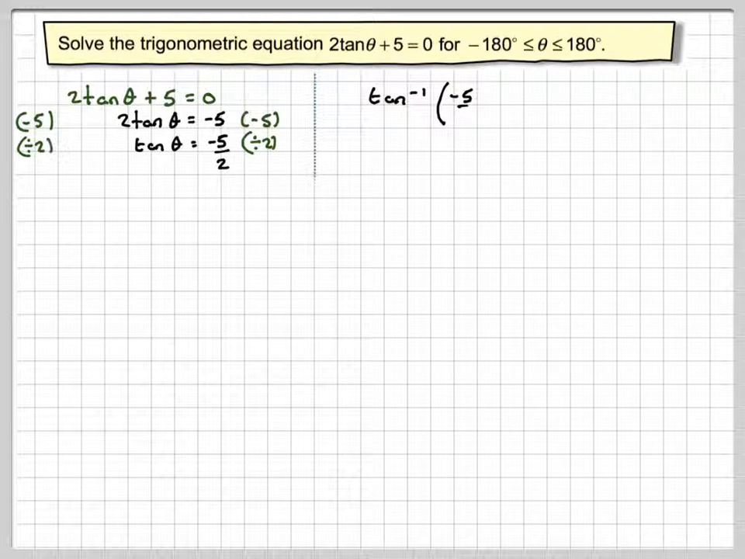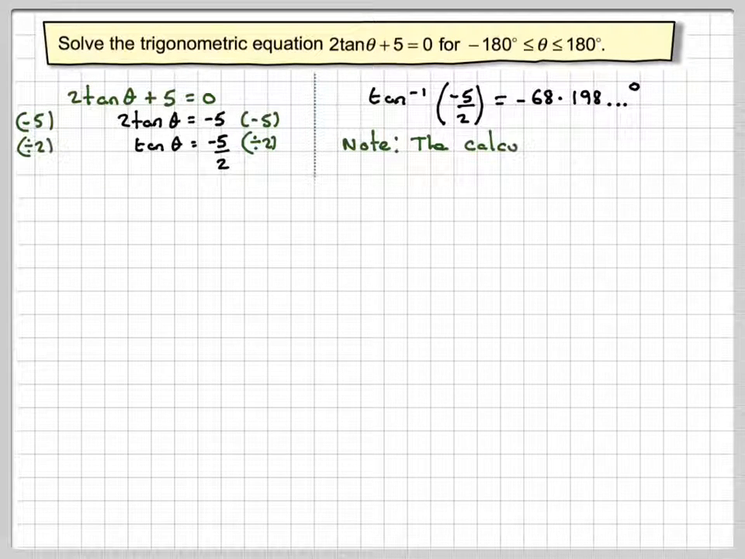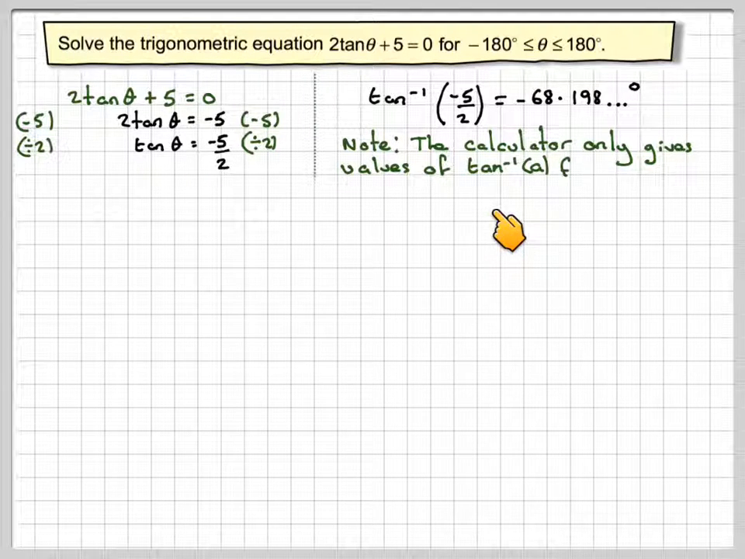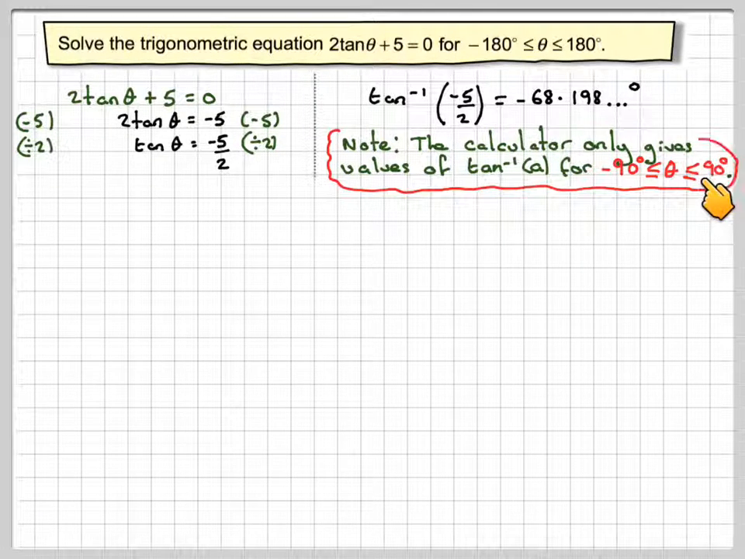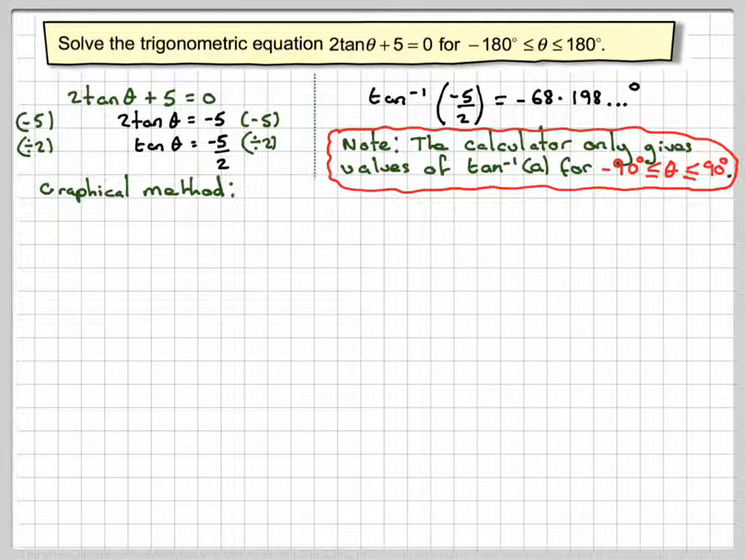Now you do tan to the minus 1 of minus 5 over 2 on your calculator, and you're going to get minus 68.18, a bit more. We should note at this stage that the calculator only gives values of tan to the minus 1 of a between minus 90 and 90. So we're going to use the graphical method.